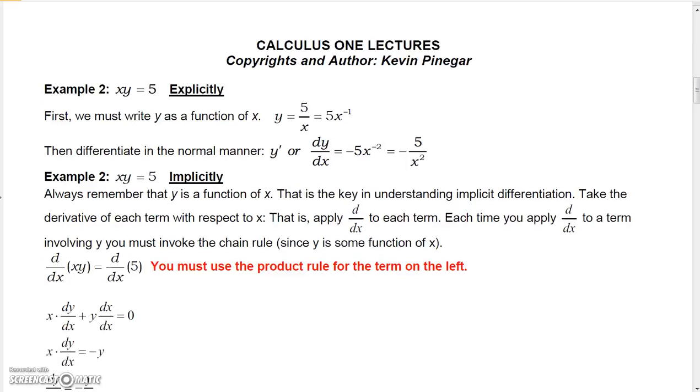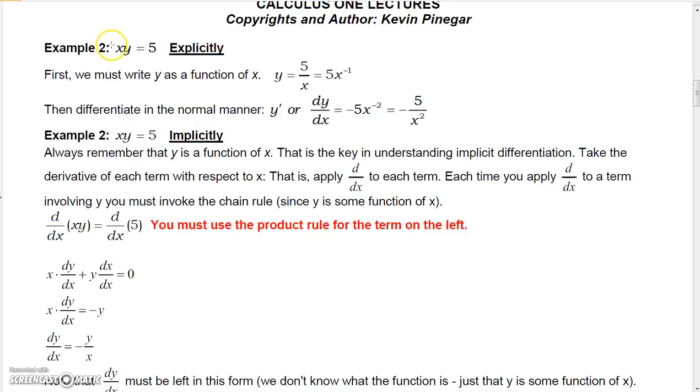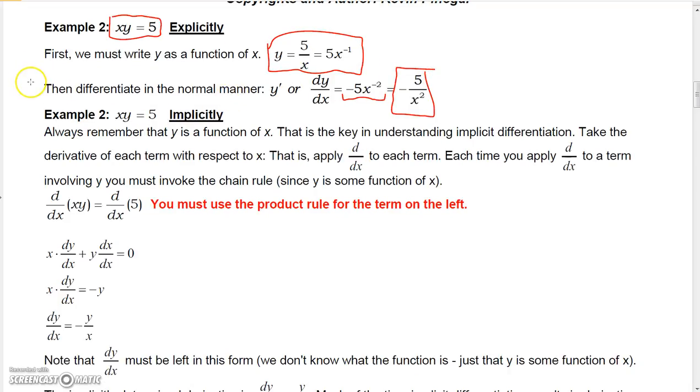Let me show you another one. How about xy equals 5? Well, you can easily solve that for y: y equals 5 over x, or 5 times x to the negative 1. Then you can apply your basic rules for differentiation to get that the derivative of 5x to the negative 1 is minus 5x to the negative 2, which is minus 5 over x squared. Okay, so there's the derivative using explicit differentiation.